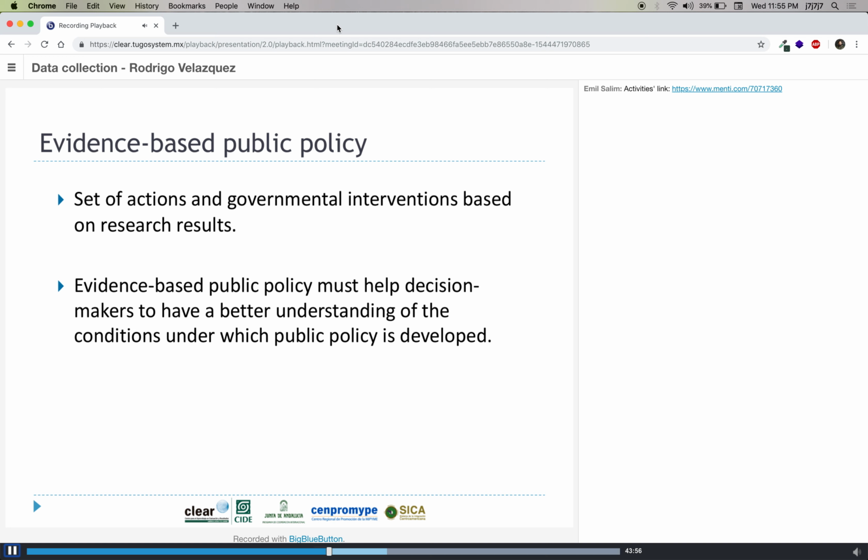So evidence-based public policy and its objective is to contribute and help decision makers to have a better understanding of the conditions under which public policy is developed. So it is very helpful to understand in a more comprehensive way evidence, and it is the objective. It is not only used to achieve an objective that can be achieved without evidence, but its objective is to have a better understanding of the problem. And if we do this, we can achieve our objective in a better way.